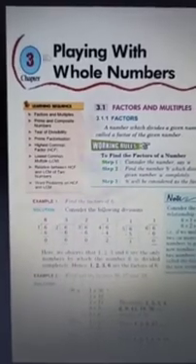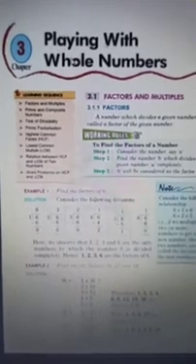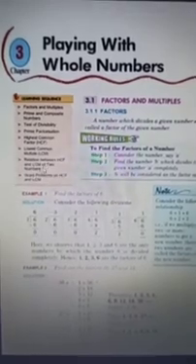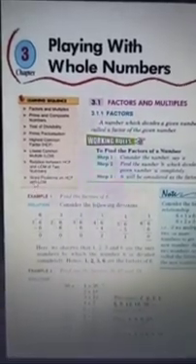Our third lesson is playing with whole numbers. In this chapter we will learn about factors and multiples, prime and composite numbers, test of divisibility, prime factorization, highest common factor, which is commonly known as HCF, lowest common multiple, which is also known as LCM, relation between HCF and LCM of two numbers, and word problems of HCF and LCM.